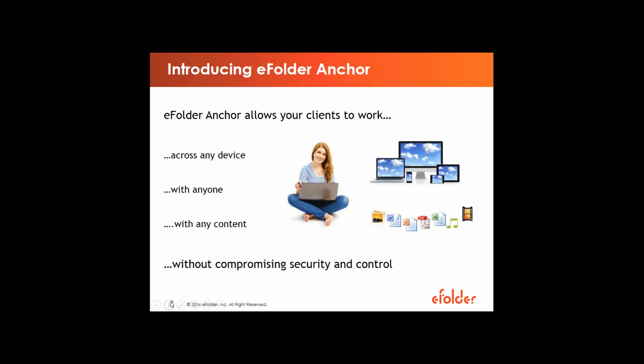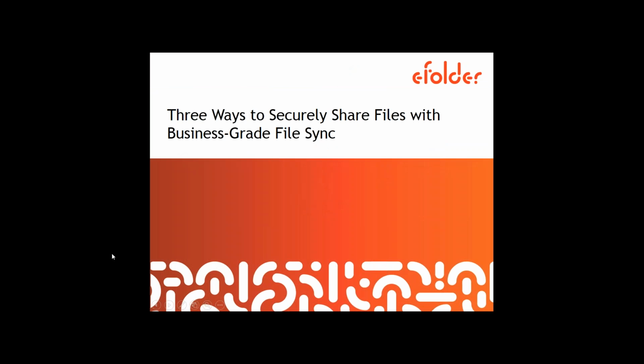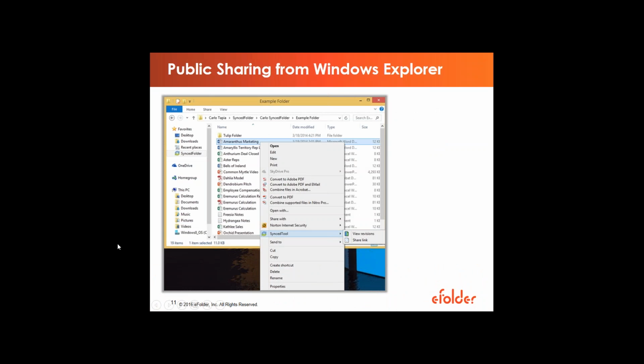So that brings us to today's topic, 3 ways to securely share files with business-grade file sync. And I just want to show you a couple snapshots of how that would look with Anchor. So we have already talked about creating a public share. We've showed you how that looks with Dropbox, and we already explained how that functionality can be very useful. So I just want to make sure to go over this and make sure that everyone knows that this is a basic function that Anchor does provide.